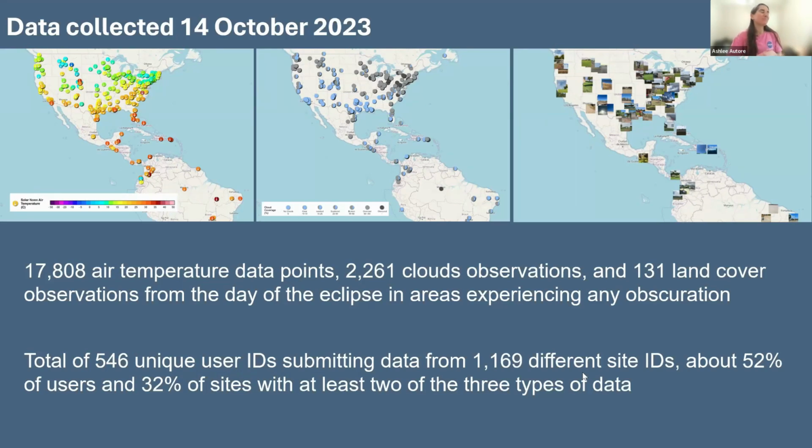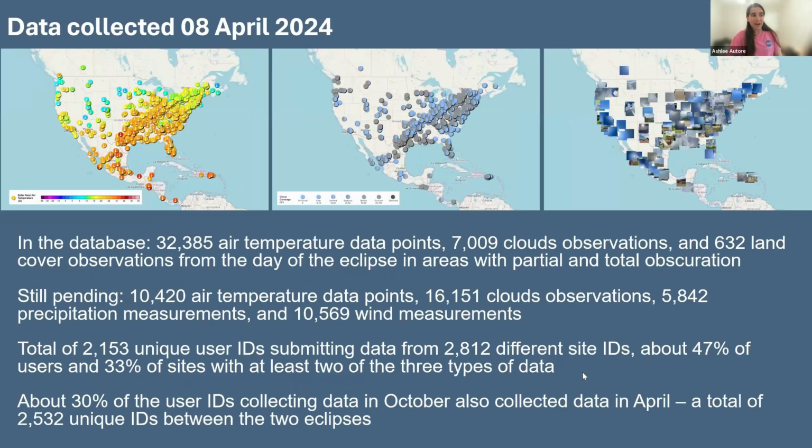We had over 500 unique users submit data for the October eclipse from over 1,100 sites. That's a huge reach, and we were very excited to see that. Of course, we have an even larger reach for the 2024 solar eclipse. Here we had over 2,100 user IDs and over 2,800 different sites. So between the 2023 and 2024 solar eclipses, we had over 2,500 unique user IDs. Thank you again if you were one of those.